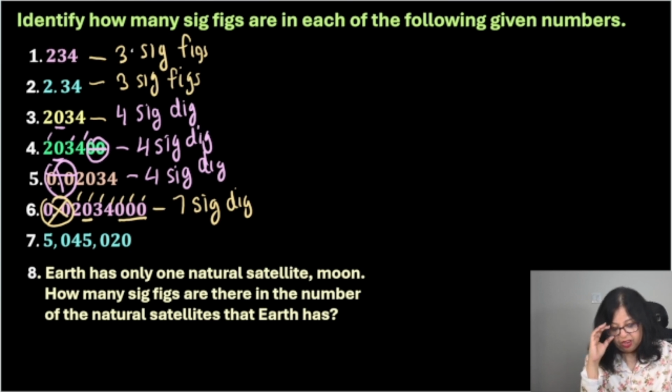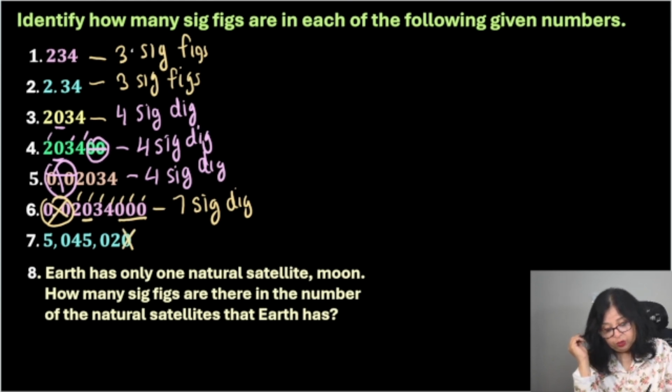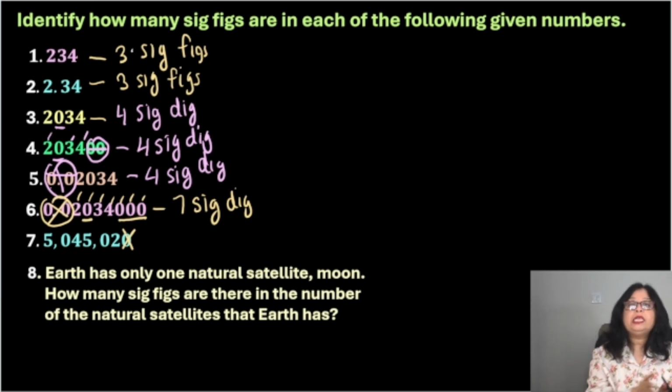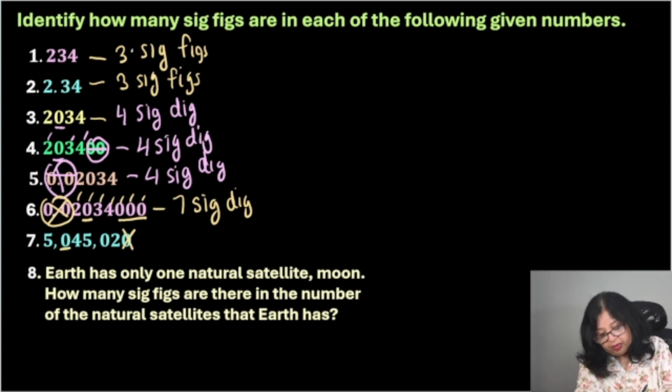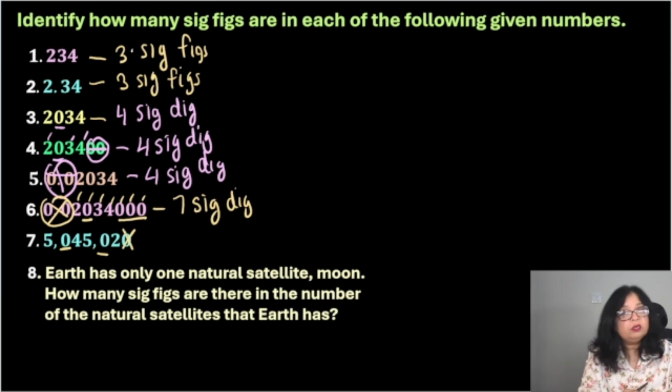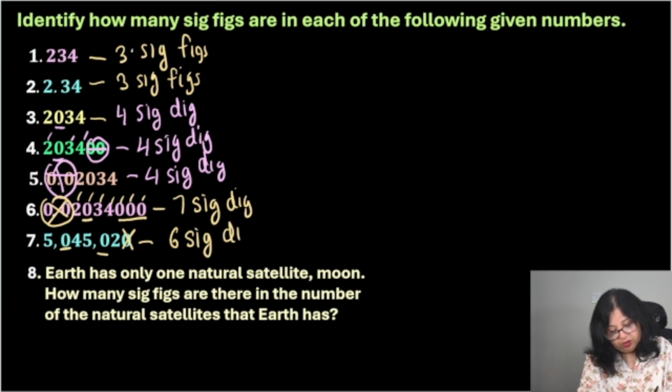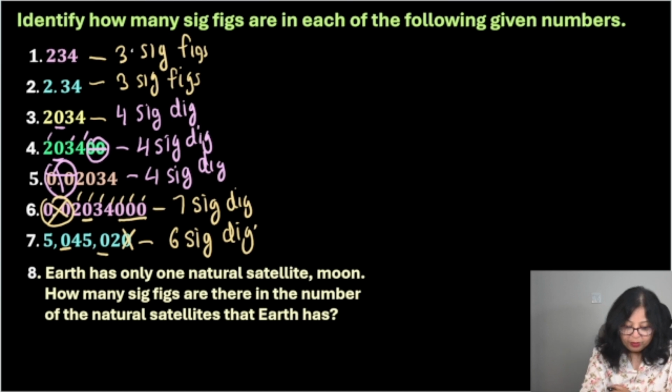Number 7. 5045020, so it's 5,045,020. This is a whole number, and the trailing zero, the zero at the end of the number, is not significant. So I took out that 0. The 2 remaining zeros in this number are captive zeros and therefore are significant. Now we are left with 6 significant digits. Easy, right?